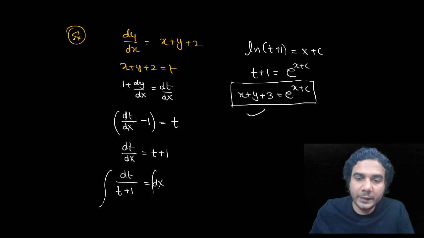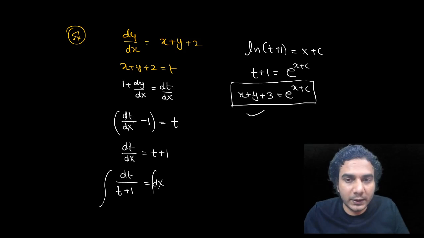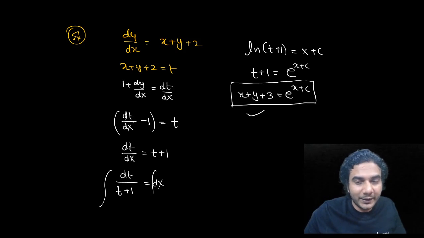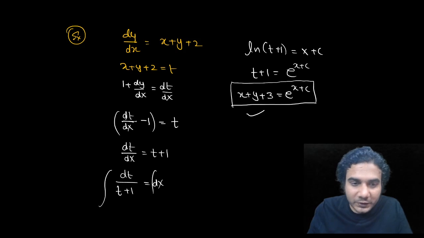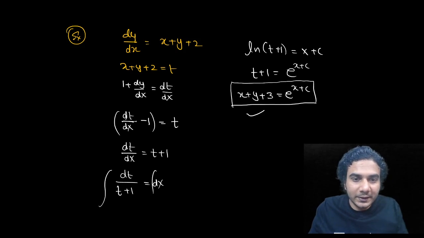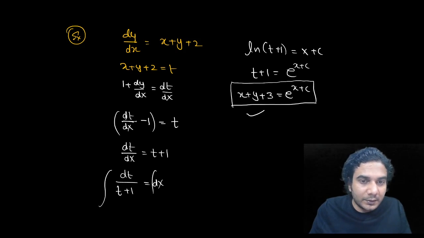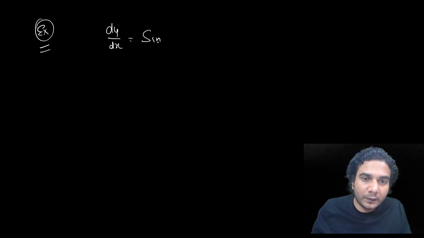You can write the answer in terms of ln also, or this. It depends on what is given in the option. In that form you can leave the answer. So this was the solution. I hope you understood this. Now let's do another example. Now solve this: dy by dx is equal to sine of x plus y. Solve it.